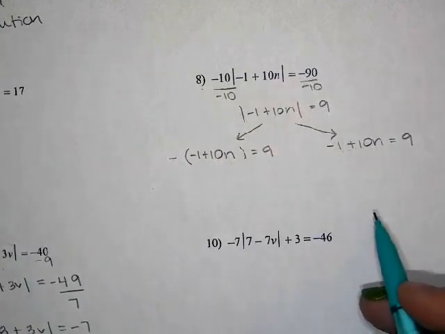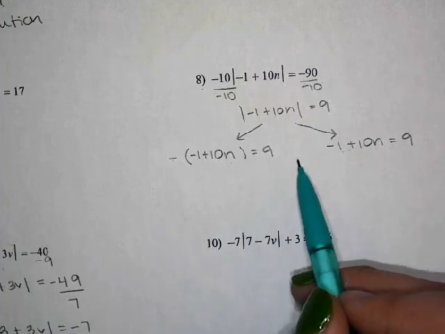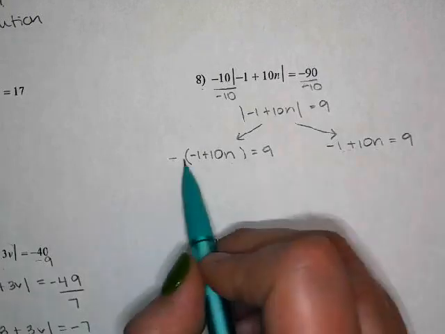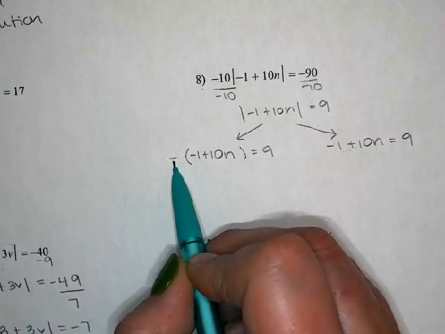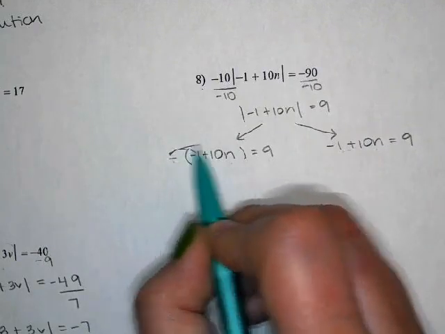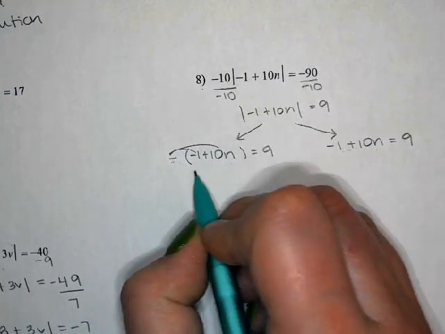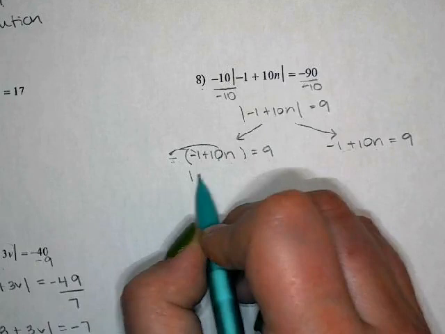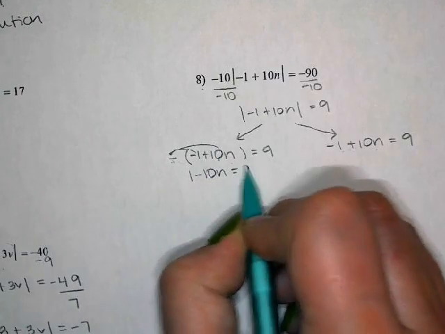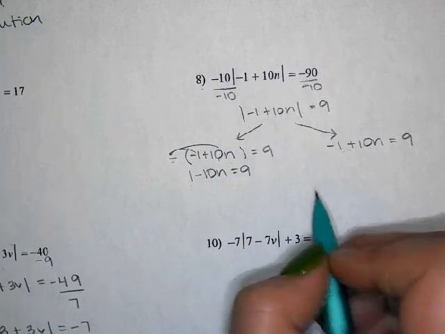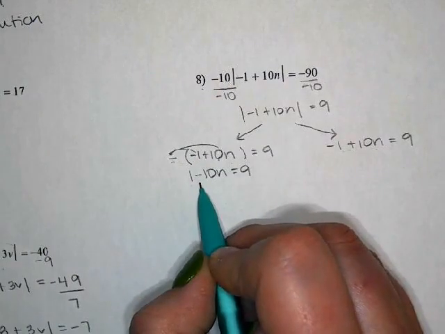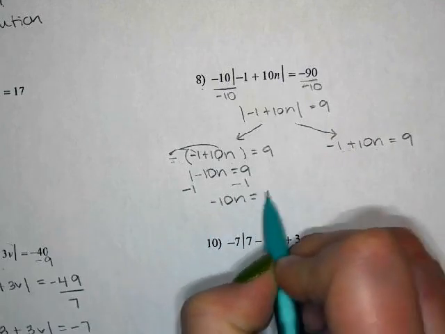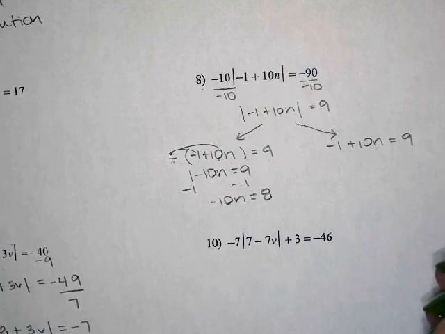All right, which one you guys want to solve first? The negative. Okay, so what should we do with this negative sign? Distribute, okay. So negative times negative is positive 1. Negative times a positive, negative 10n. Okay, so positive 1 minus 10n equals 9. And then what should we do? Subtract the 1. Negative 10n equals 8. And then divide by the negative 10.